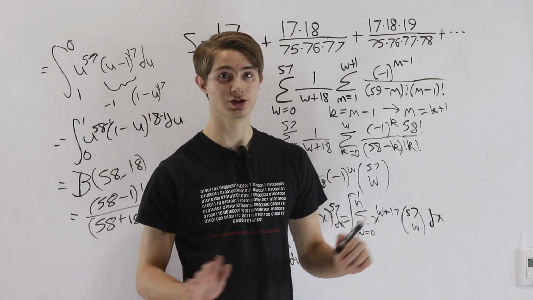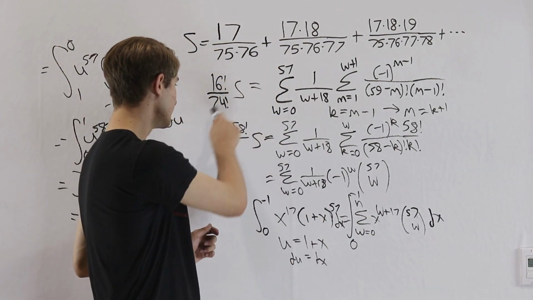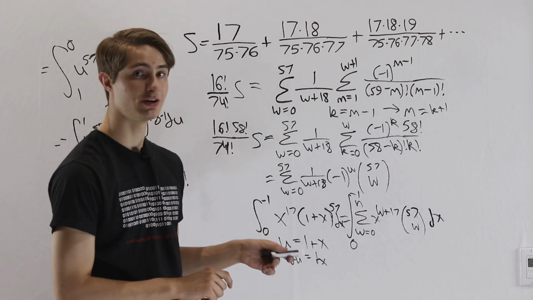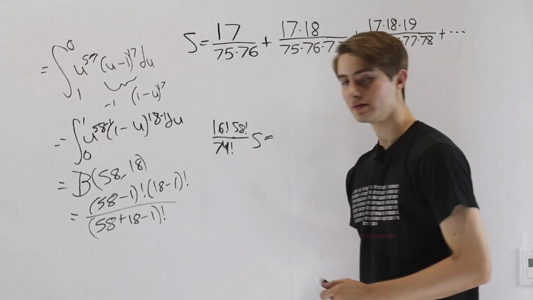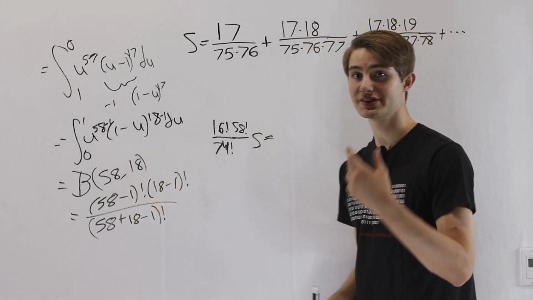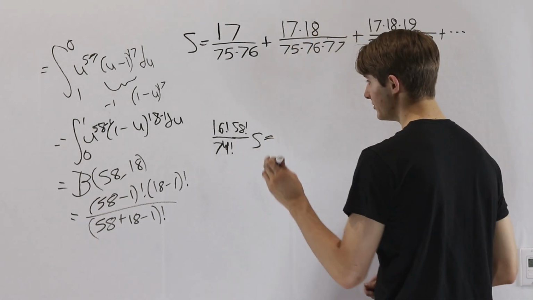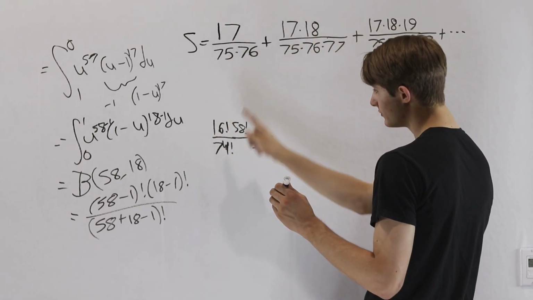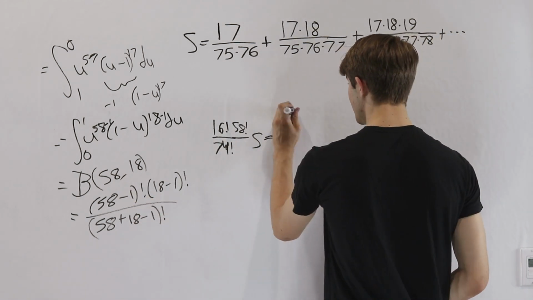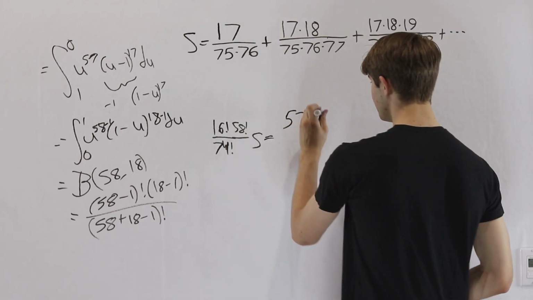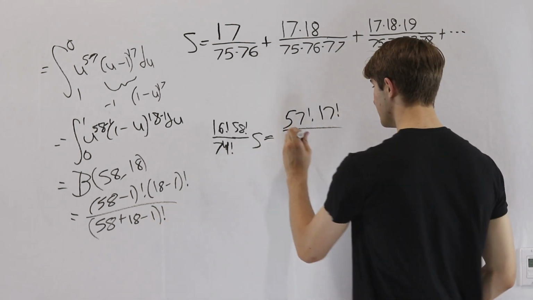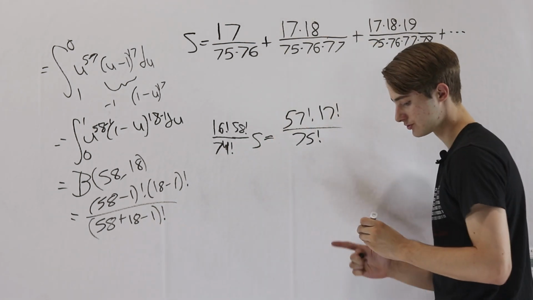We've completely finished. All we have to do now is go back to this equation that we have right here and multiply out this term next to the s to figure out exactly what our sum equals. So I've cleared the board a little bit here, and like I said before, this factorial thing right here is exactly equal to that last sum that we were trying to figure out. So this 16 factorial, 58 factorial over 74 factorial s is equal to 58 minus 1 is 57 factorial, 18 minus 1 is 17 factorial, and then 58 plus 18 minus 1 is going to give us 75 factorial.